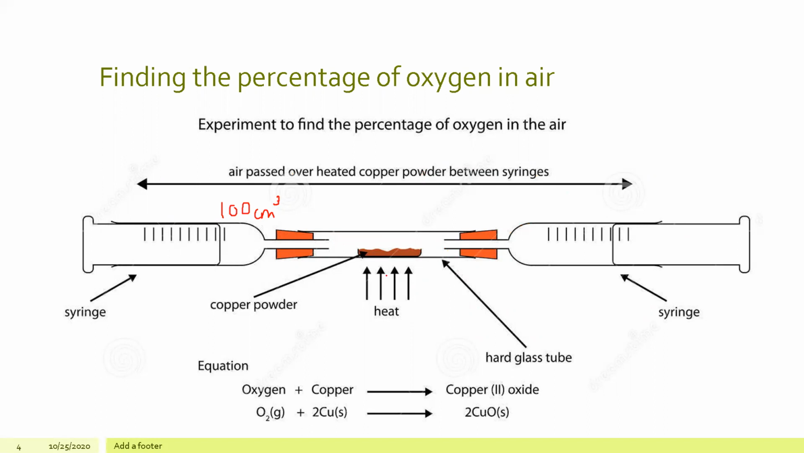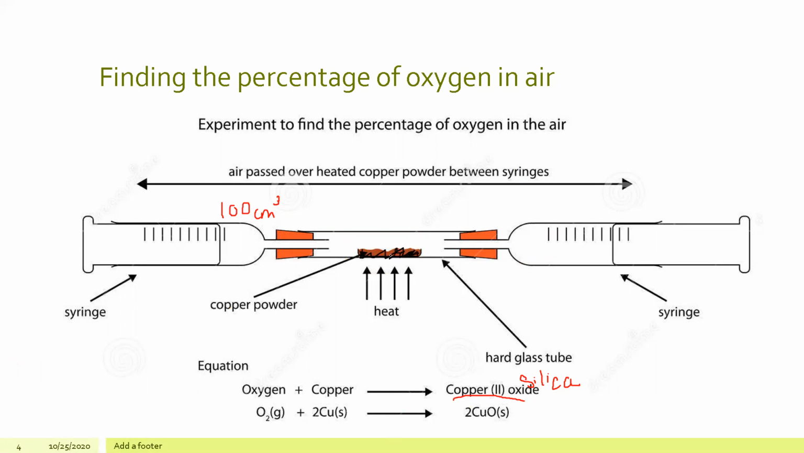The air is passed over heated copper powder, which is placed in a tube between the syringes. This hard glass tube is made of silica to suit the experiment. What happens is that when you pass air over heated copper, oxygen, being an active gas, reacts with copper to form copper(II) oxide, and that pink, reddish-brown copper turns black, which is important to remember. And so this copper turns black.